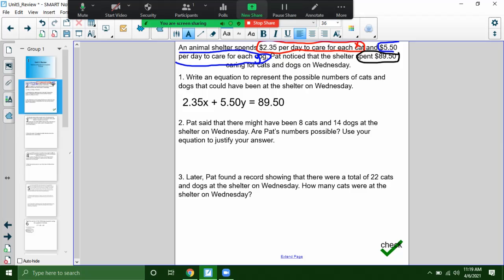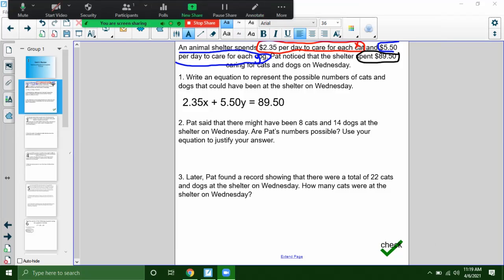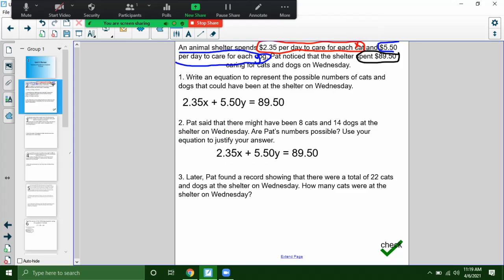Next thing here says, Pat said that there might have been 8 cats and 14 dogs at the shelter on Wednesday. So because I know that for every cat you spend $2.35, I can simply go ahead and try to solve it out. It says use your equation to justify your answer. So if I were to use my equation again, all I have to do is copy it and paste it. But instead of using the variables X and Y, now they're giving me the actual numbers. So now they're telling me that I have 8 cats and 14 dogs.